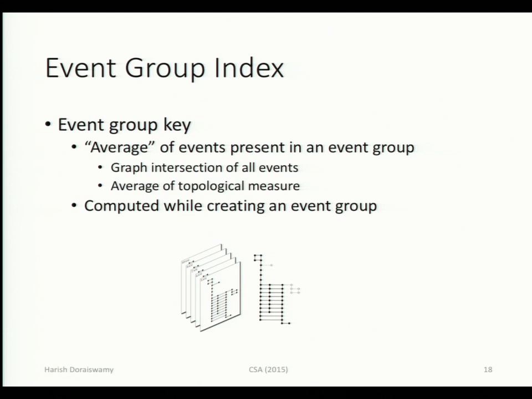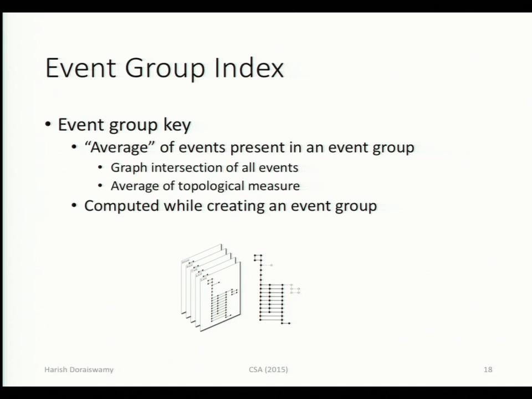And the key for this index is basically the graph intersection. So you have the different events, and you know all of them are similar. So the intersection is basically going to give us the graph part or the geometric part of the key, and then we also have the average topological importance, which is going to give us the topological importance part of it.